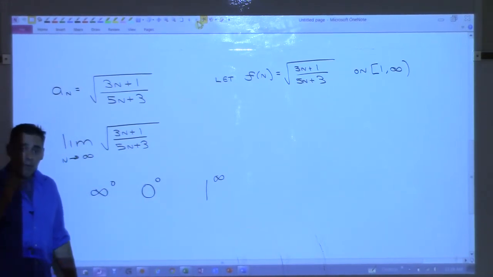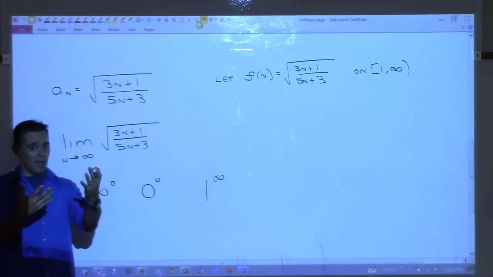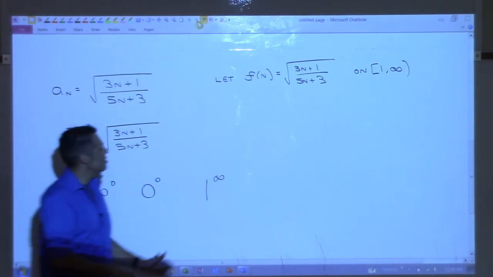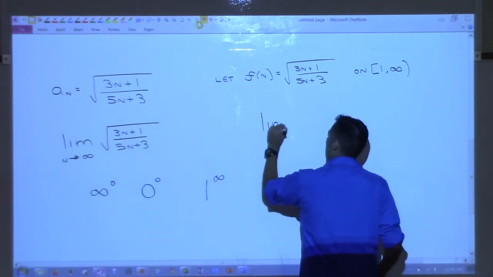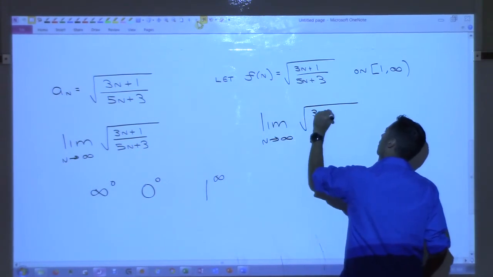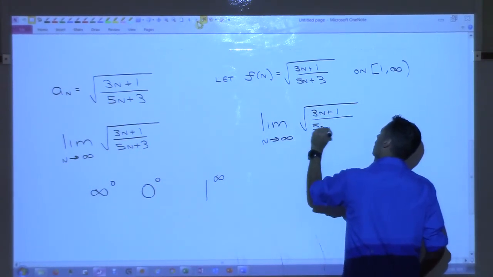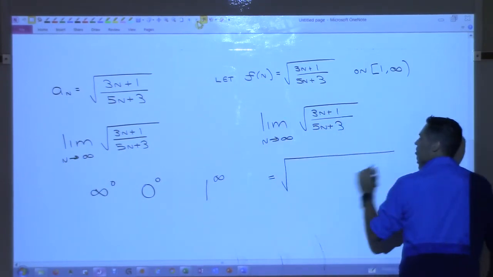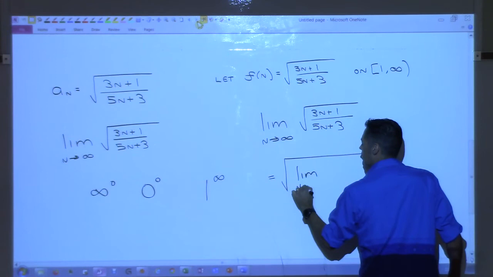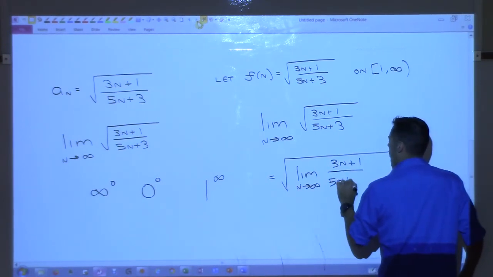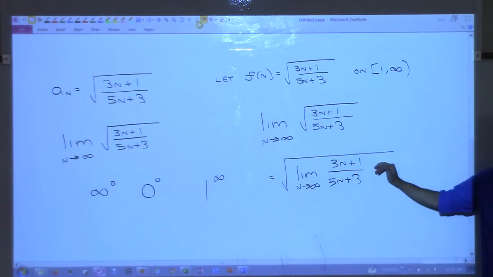Here we have infinity over infinity. So it's almost like it's ready for L'Hopital, right? Derivative top and bottom. The problem is the square root. But there's something good about that. If I take the limit as n goes to infinity of this, there's a property of limits that allows me to push the limit inside the root. So you are allowed to do this. This is a limit property back from Cal 1.